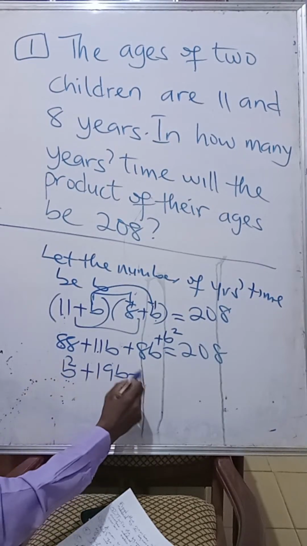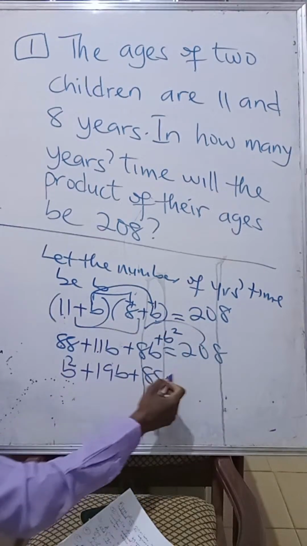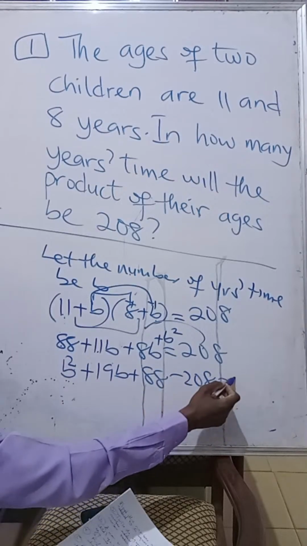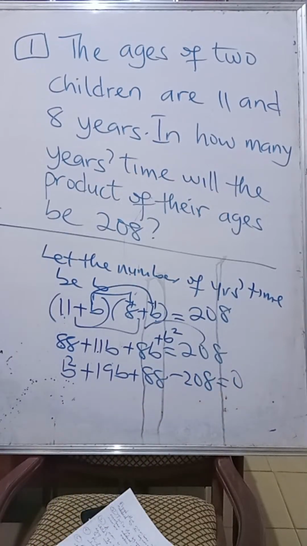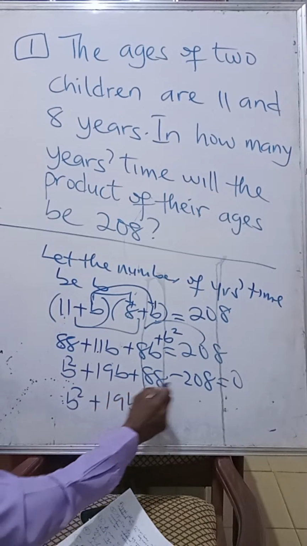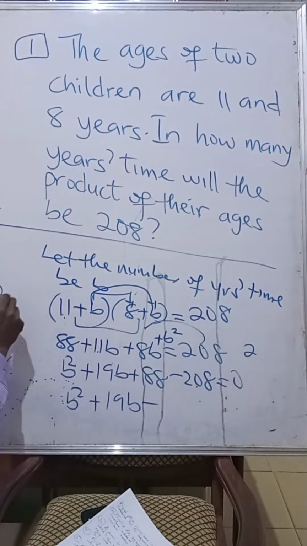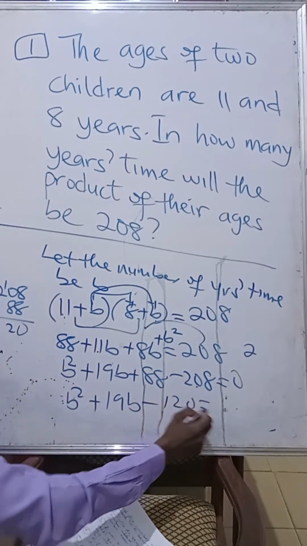Move this one to the other side. That's minus 208, equal to 0. So we're going to have b squared plus 19b. Let's do the subtraction for this one: minus 208 minus 88. So that's 0 for one here, and 120. So we have minus 120 here.